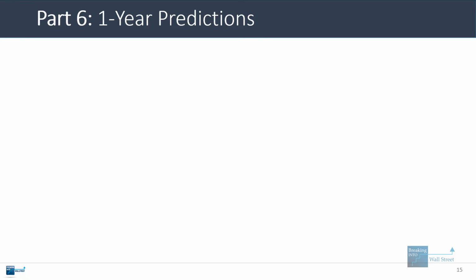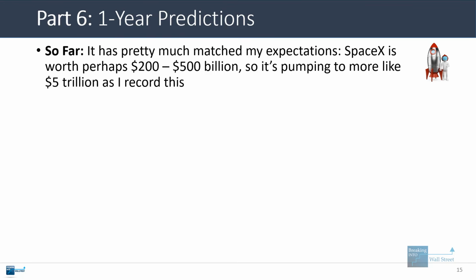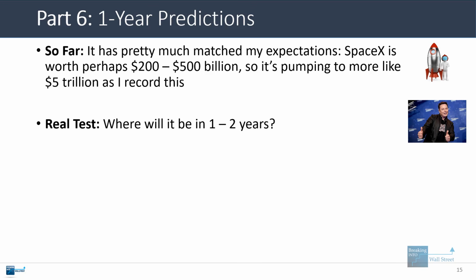Closing things out now, what are my one-year predictions for SpaceX? So far, I would say it's pretty much matched my expectations. Like I said last time, I think it's realistically worth maybe 200 to 500 billion. So the fact that it's pumping to more like 5 trillion as I record this is no surprise, because you just have to apply the magical Elon Musk multiple to the valuation to get what the stock market is currently pricing the company at. Where will it be in 1 to 2 years?